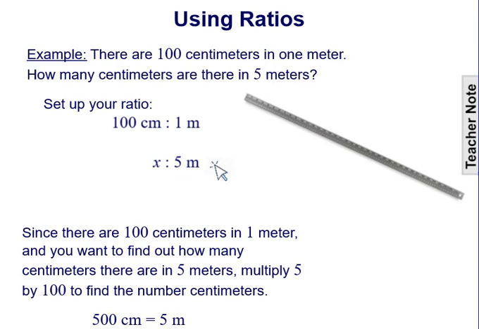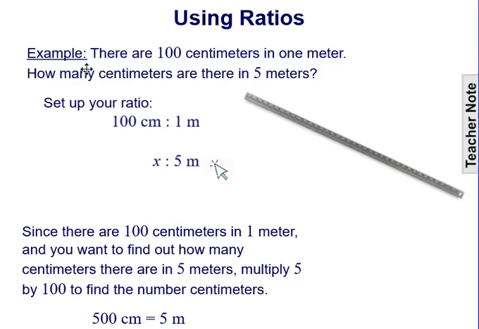Here's another example. There are 100 centimeters in 1 meter. How many centimeters are there in 5 meters? So here we set up our ratio with the given information that 100 centimeters is in 1 meter. So how many centimeters, that's our unknown, is going to be in 5 meters, sets up the ratio 100 to 1 and x to 5.